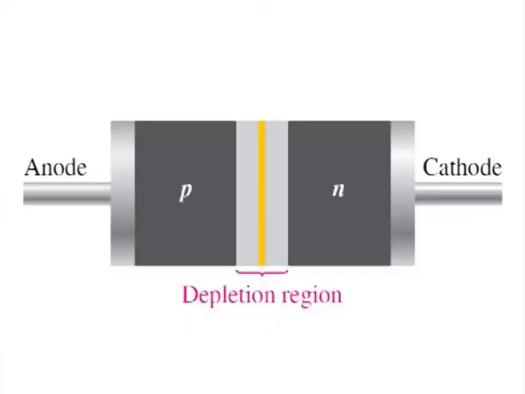The diode. A diode is made from a small piece of semiconductor material, usually silicon, in which half is doped as P region and half is doped as an N region, with a p-n junction and depletion region in between. The P region is called the anode and is connected to a conductive terminal. The N region is called the cathode and is connected to a second conductive terminal.